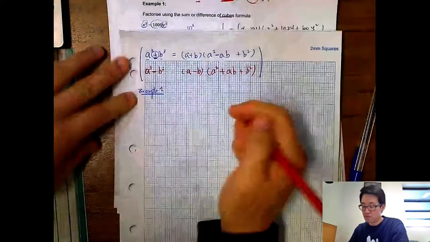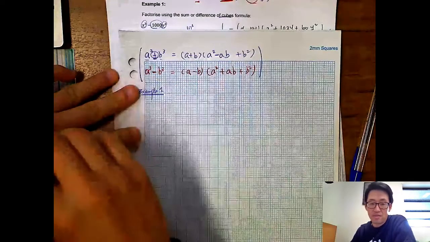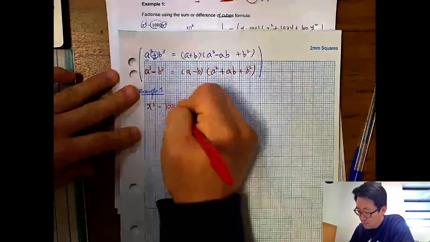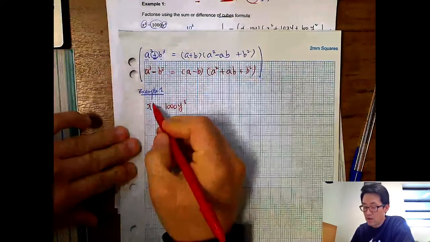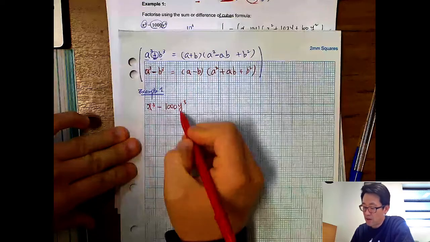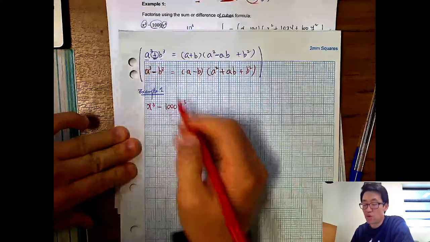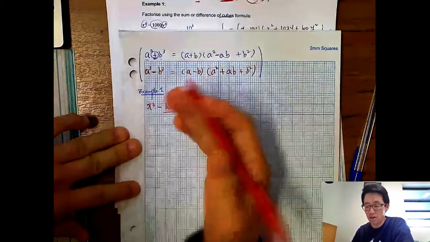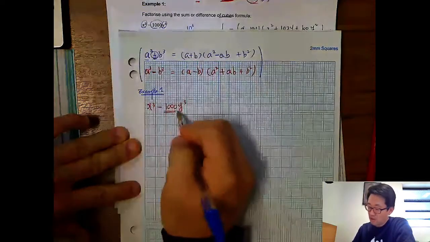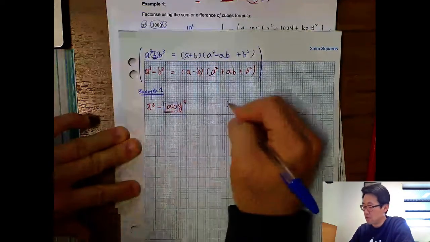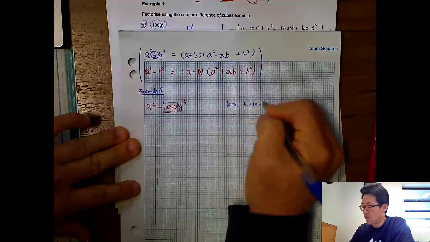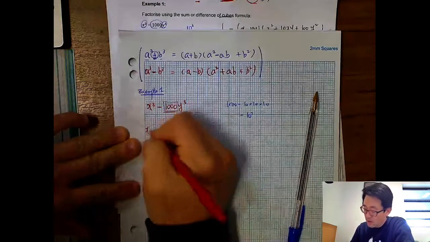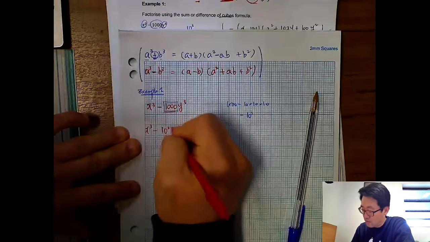Let's do example 1 using it. I'll put it apart and do it one by one, but you don't have to do it this way. x cubed minus y cubed is an a cube minus b cube form, isn't it? Except for the number. So you try to get 1000, which is 10 times 10 times 10, so 10 cubed. So I can write down x cubed minus 10 cubed y cubed.